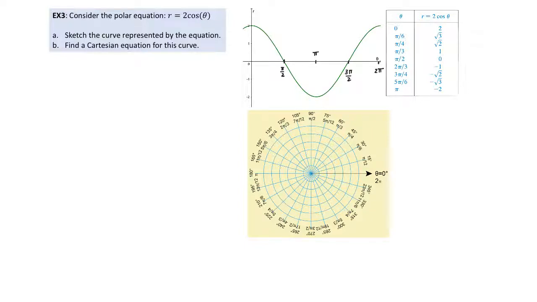So it's pretty much asking us to take this polar equation and try to convert it into Cartesian form. And I'm going to show you how to do that. It should be possible, right? Because we have tools that allow us to go back and forth. So first, let's do A though. Let's try to sketch the polar curve without knowing what it looks like in Cartesian form.